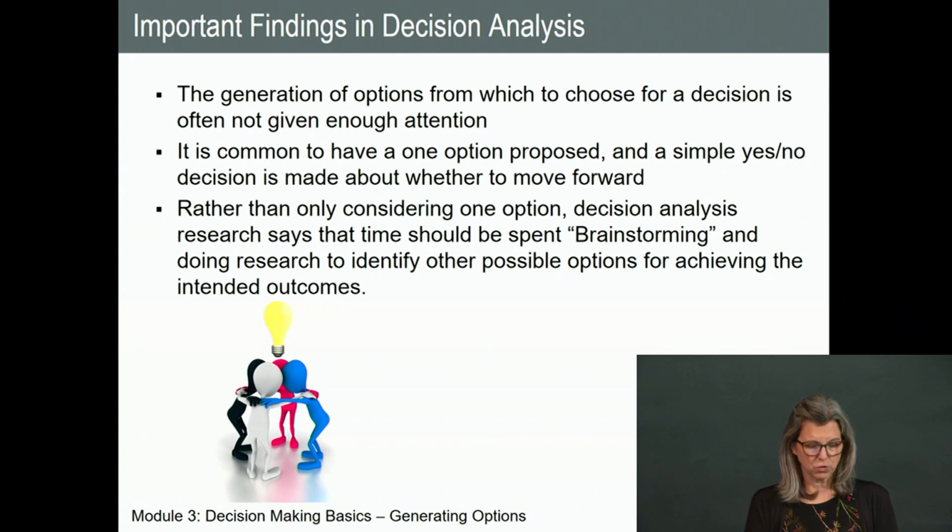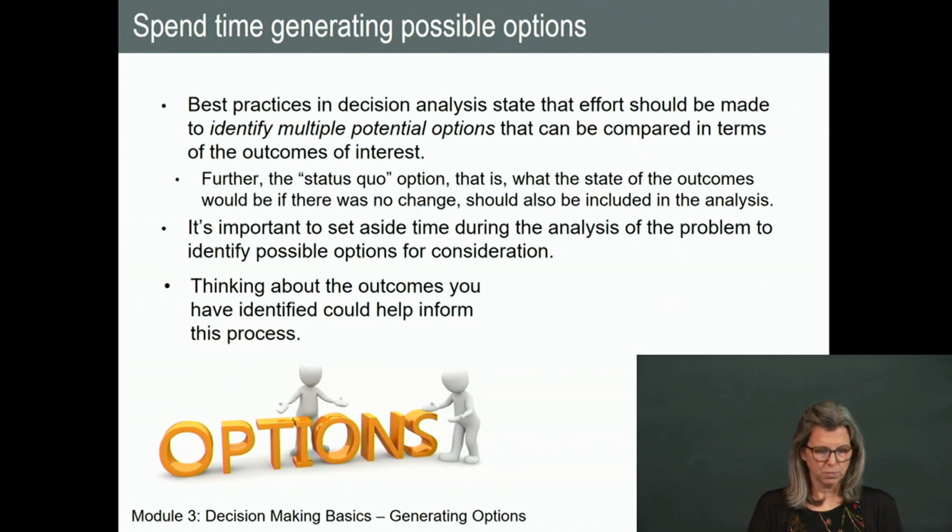So I have a brainstorming graphic on this slide, noting that, before you think about moving forward with a decision, you want to make sure you have all the options available. So you want to make sure you brainstorm, you put your heads together, you do research to identify other possible options that could be selected before moving into the decision-making process. So spending this time generating possible options is often overlooked. It's often kind of brushed past.